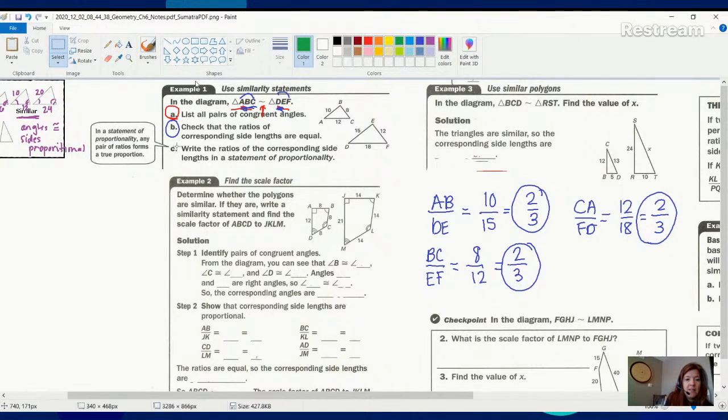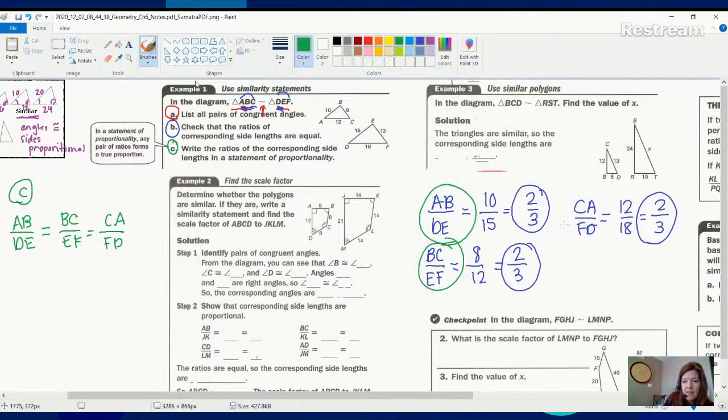So part C here, my statement of proportionality, I'm going to leave part B up over here so you can see. To write a statement of proportionality, what you would say is AB over DE equals BC over EF equals CA over FD. Right, so I took each of these, and since they all equal 2/3, then they all equal each other. So that's how we're going to do similarity. It's pretty easy. 2 parts. Have to know the angles are equal. Have to know that the sides are proportional to each other.